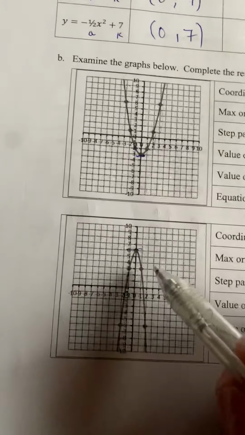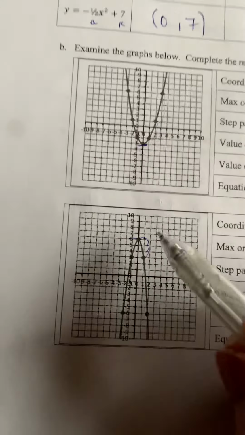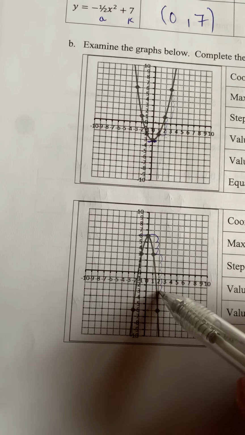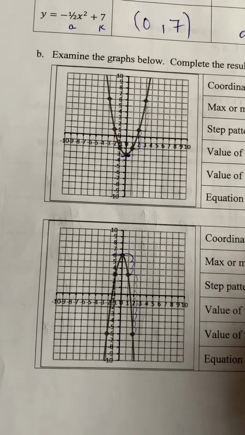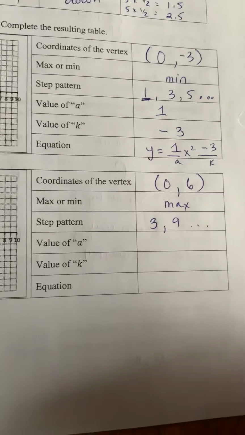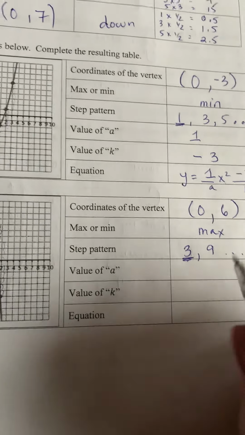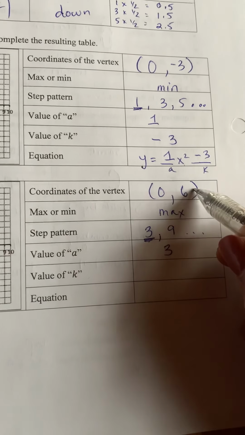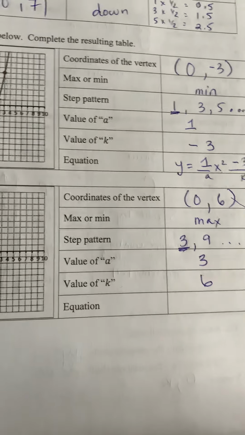My step pattern: I go over 1, down 3. I go over 1, down 9. So my step pattern is actually 3, 9, and so on. I ran out of room. So what is my value of A? It is the first step I have. My value of K is the y coordinate in my vertex.